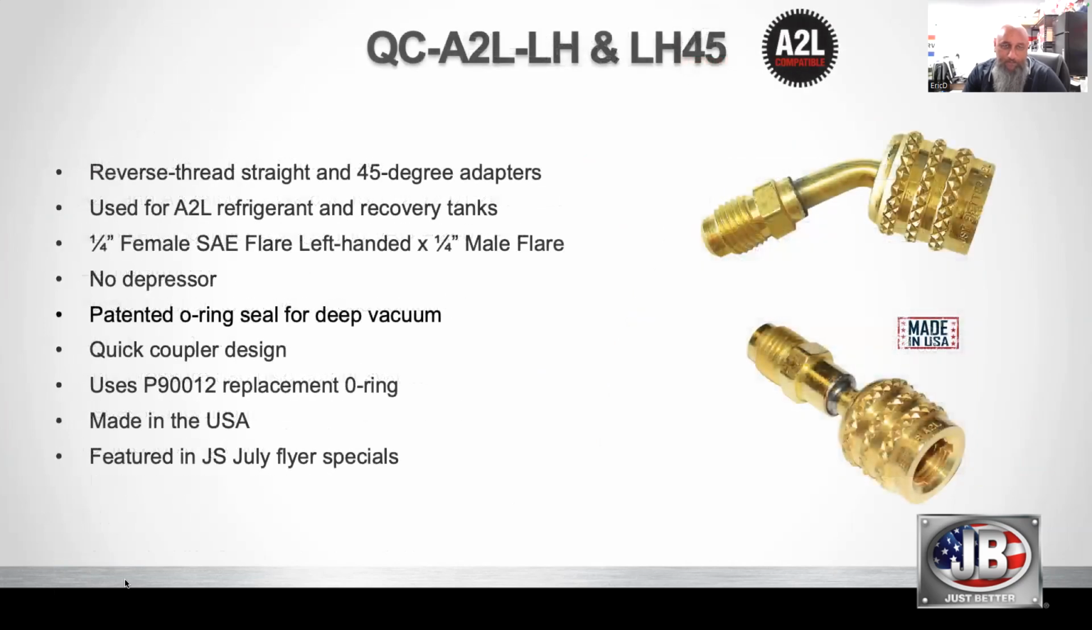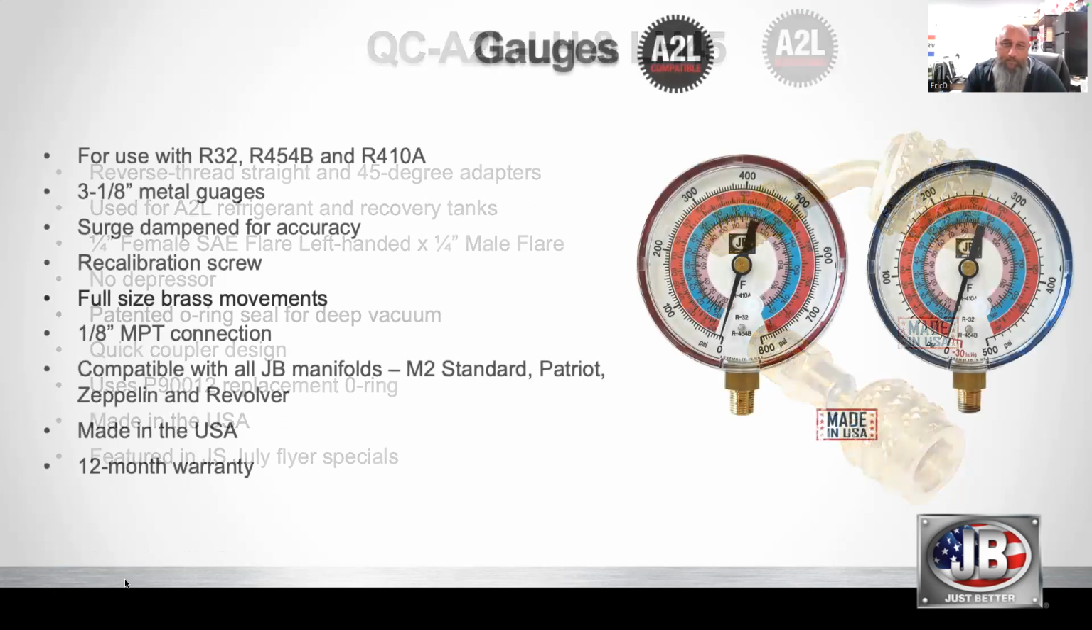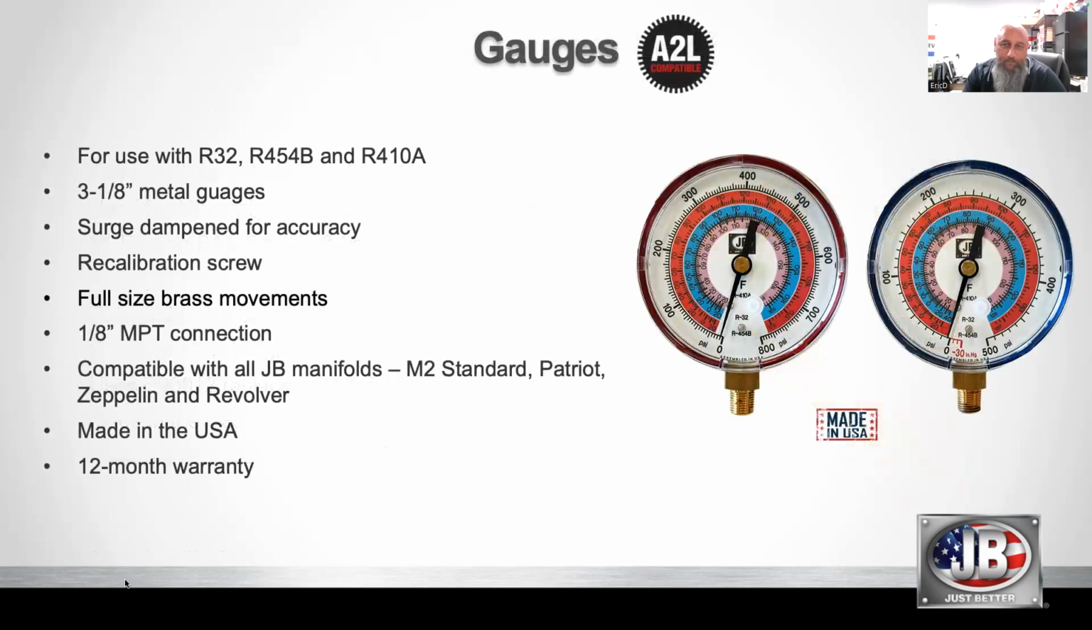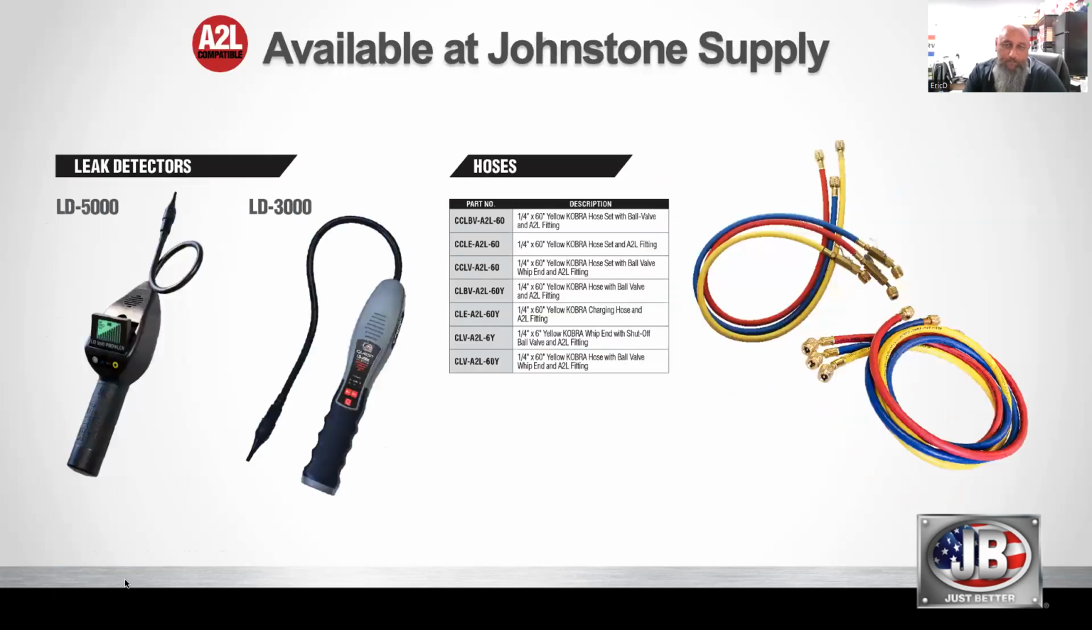Your A2L adapters, we do a 45-degree version and a straight version for the cylinders. You've got the gauges as well. We've got the R32, R454B and R410A 3 1/8 inch gauges, and they're backward compatible with all our manifolds. So any JB manifold, if you own one, you can take your old gauges off and put the new gauges on.